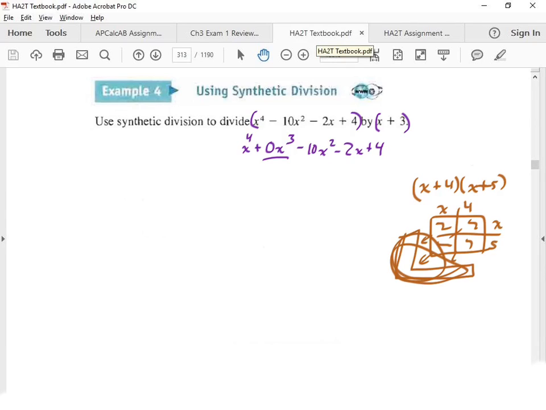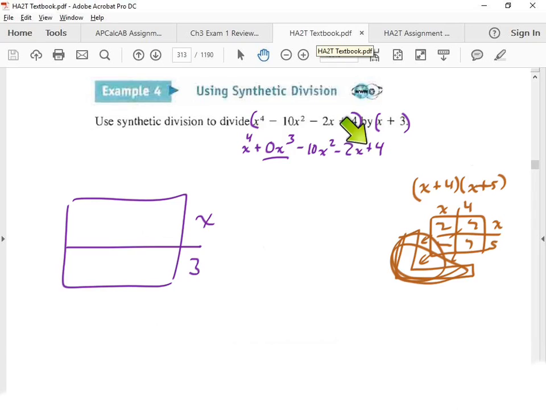Now, when you get experience, you know what shape your box is. But since it's your first time, I'm just going to draw a big box. Then I have to draw 2 rows. How do I know there's 2 rows? That's actually quite simple. Because our divisor, the thing that we're dividing by, has 2 terms, we know we have to have 2 rows.